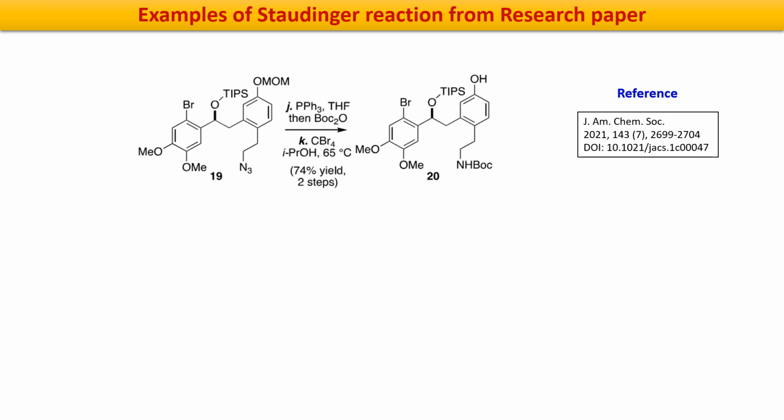And finally we will see 2 examples from recent research papers. So here we have a very complex structure, but you just have to focus on this part. See, focus on this part. Though there is a step jump here, because once the NH2 group is there, after that there is Boc protection. So N3 will first be converted to NH2. And here I have already mentioned the reference. So if you are interested, you can check the details in this reference.